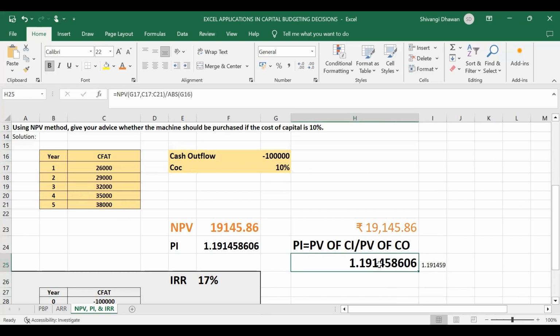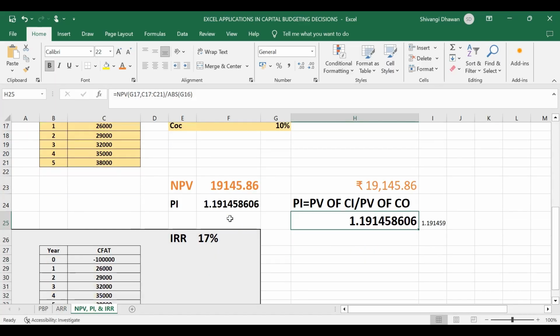So this is 1.19, which is greater than 1, so you can accept the project. Based on both NPV and PI, we're getting the same result: RS Limited should go with this project as NPV is positive and PI is greater than 1.